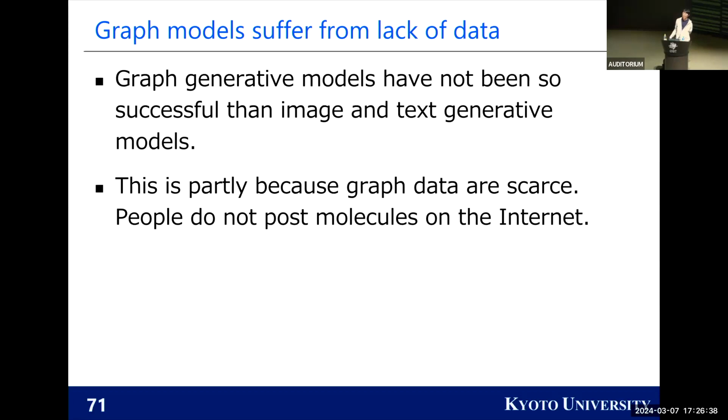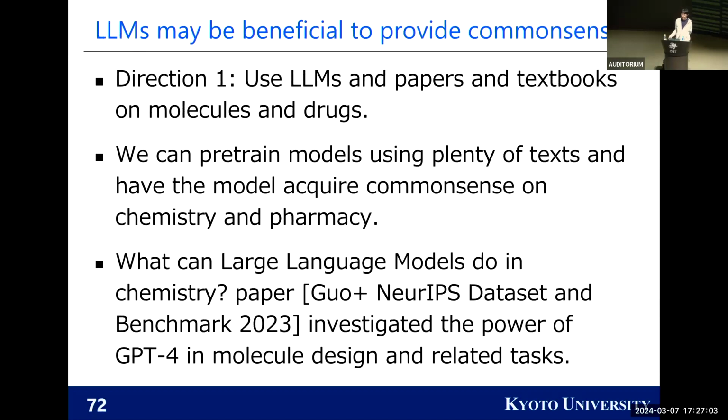So it prohibits the growth of graph generative models. This is a serious and important problem, and many researchers are aware of it, and much effort has been devoted to overcoming this issue. This is an open problem and a very hot topic: how can we overcome it? I will introduce two promising directions.